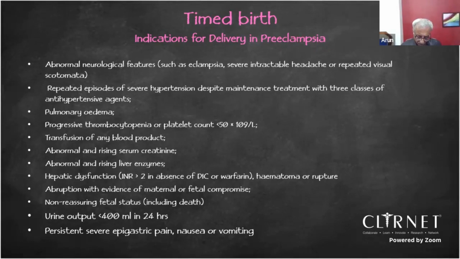Now, indications for delivery in preeclampsia are: abnormal neurological features, repeated episodes of severe hypertension, pulmonary edema, progressive thrombocytopenia, transfusion of any blood products if the patient requires, abnormal and rising creatinine levels, abnormal rising liver enzymes or hepatic dysfunction, abruption with evidence of maternal or fetal compromise, non-reassuring fetal status including death, urine output less than 400 ml, or persistent severe epigastric pain, which probably gives information about HELLP syndrome or some liver problem.